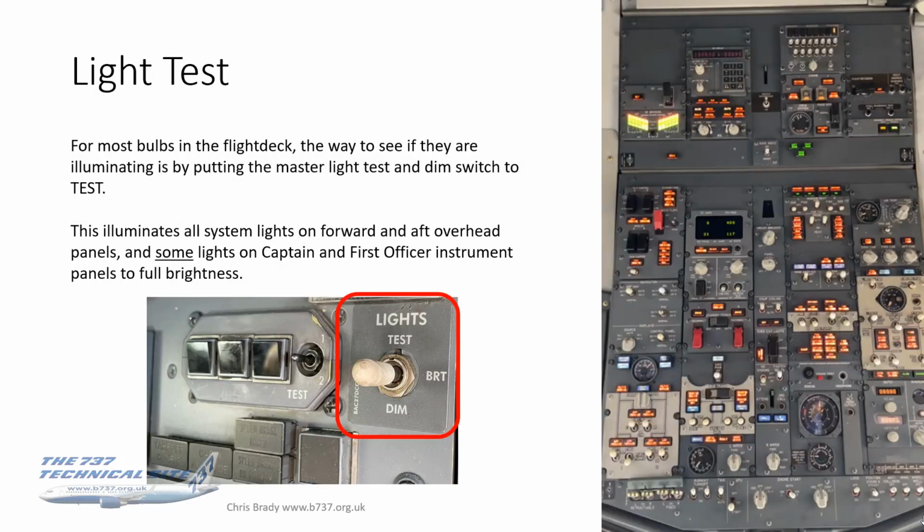Light testing. Most bulbs in the flight deck, the way to see if they're working is by putting the master light test and dim switch to test. This illuminates all system lights on the forward and aft overhead panels, and some lights on the captain's and FO's instrument panels to full brightness. So you can see at a glance. It should be done in your preliminary pre-flight checks, just to check that all bulbs are serviceable. If not, I'll come on to it in a moment.